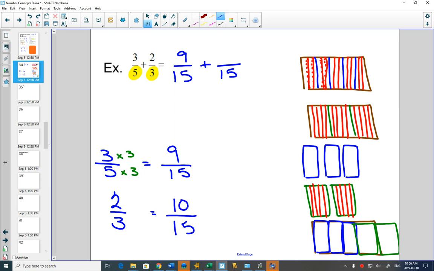Mathematically, what have we done? Well, each of the 3 pieces was split into 5, making 15 pieces in total. But if I only had 2 of those pieces, with 5 pieces each, I would have 10 15ths. So 10 15ths is equal to 2/3.